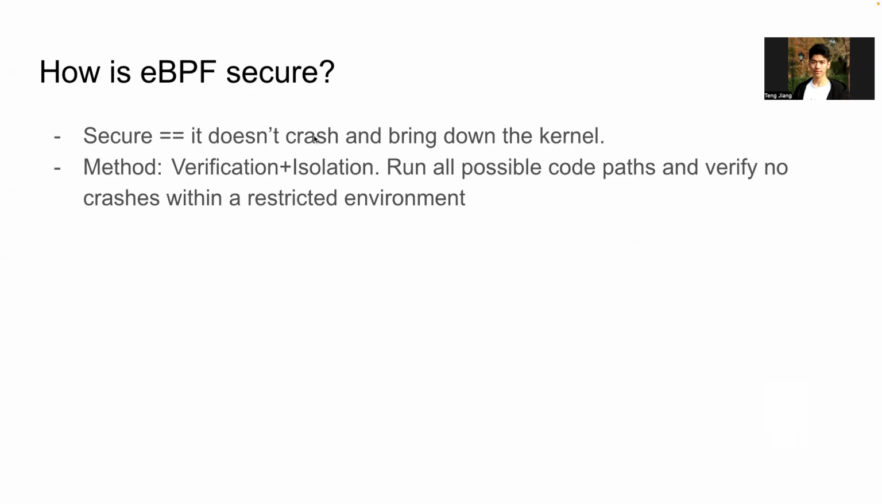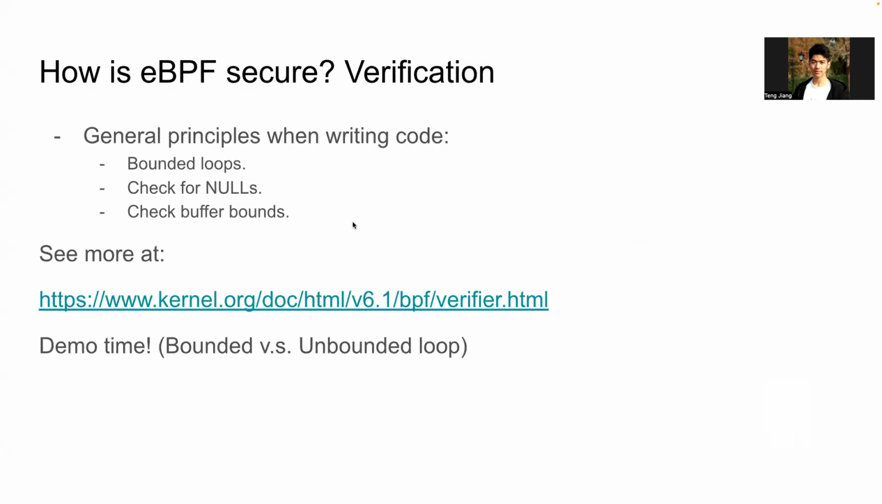To guarantee that, eBPF does two important things: verification and isolation. Oh, I'm sorry, this is supposed to be for verification. So we're first going to briefly talk about verification. Verification is basically running through the code, generating the abstract syntax tree, and detecting potential caveats in the code.